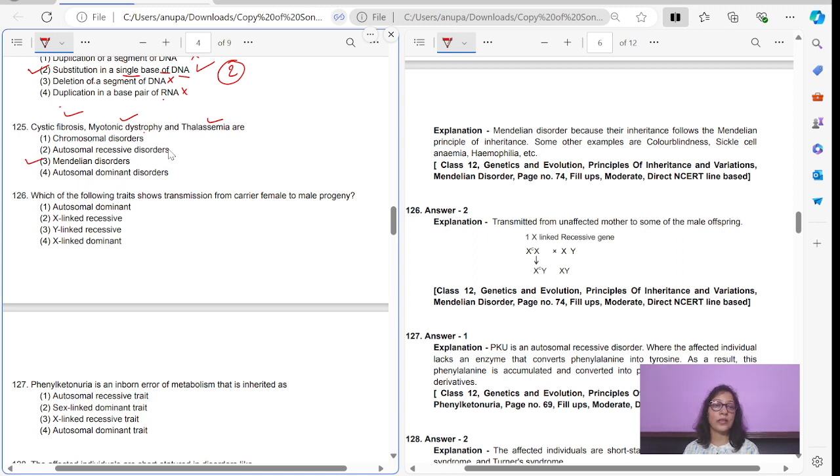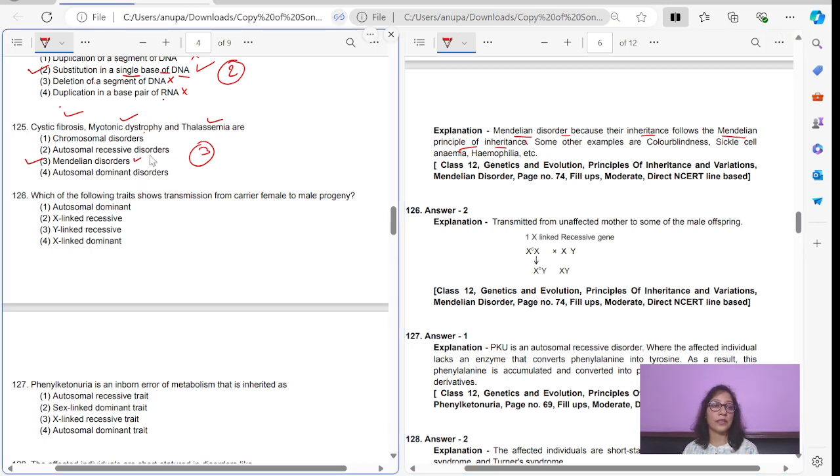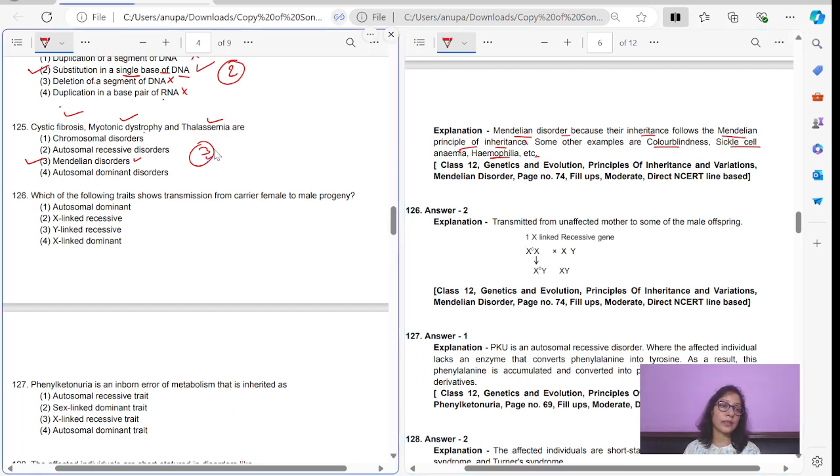That is option 3. Why? Because Mendelian disorders follow the Mendelian principle of inheritance. Only Mendelian disorders follow the Mendelian principle of inheritance, and hence they are known as Mendelian disorders. Some other examples of such diseases are color blindness, sickle cell anemia, hemophilia, etc. So the answer for this question will be option number 3.